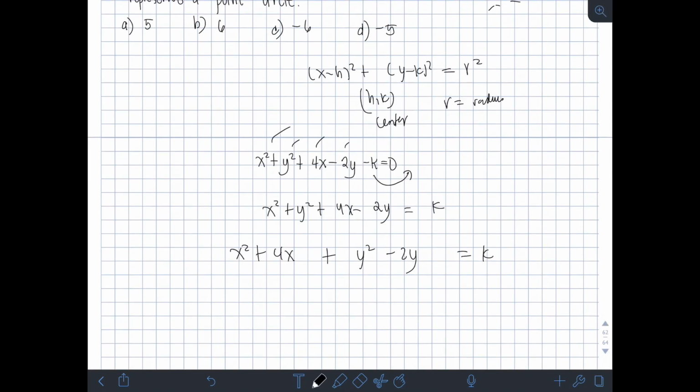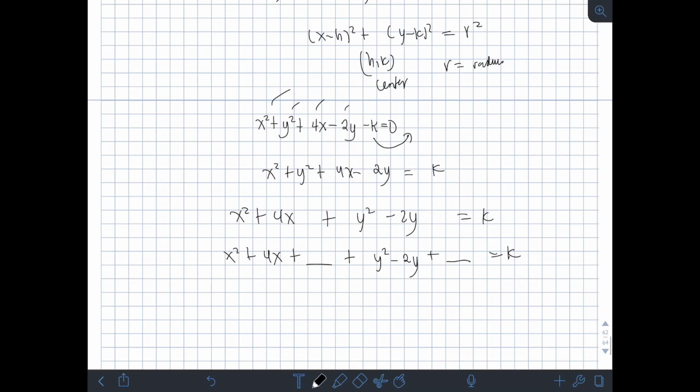So, kukomplete natin yung square ng x at y. So, mag-a-add tayo ng term. So, mag-add tayo ng blank sa x square plus 4x, at add din tayo ng blank sa y square minus 2y. So, anong i-add natin? So, dito sa x, yung numerical coefficient ng x term na 4, divide 2 equals 2. And then, square yung sagot equals 4. So, mag-add tayo ng 4. And then, dito sa y, ganun din yung numerical coefficient ng y term na negative 2. Divide natin sa 2. Sagot is negative 1. And then, square natin yung negative 1, 1. So, therefore, mag-add tayo ng 1.